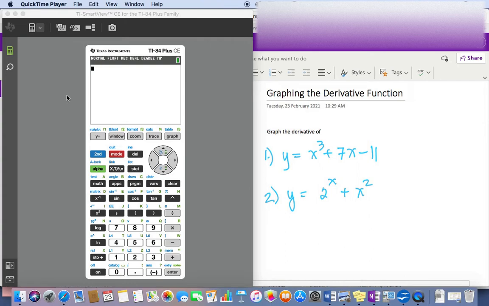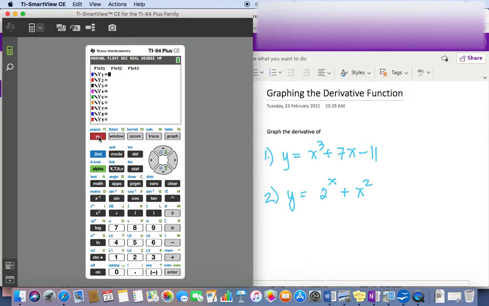Okay, so today I'm going to show you how to graph the derivative function in your TI-84 Plus. There will be two ways of doing that. So I have here two functions for us to graph the derivatives of. So let's take a look at function number 1.